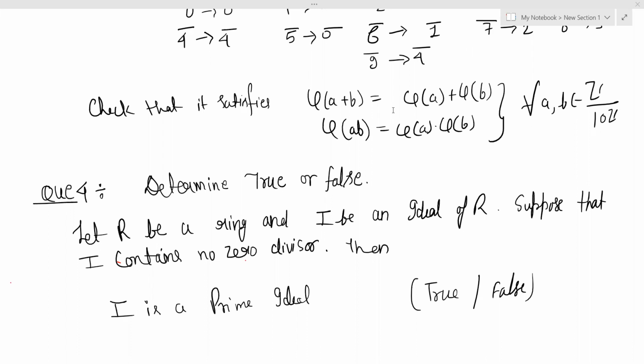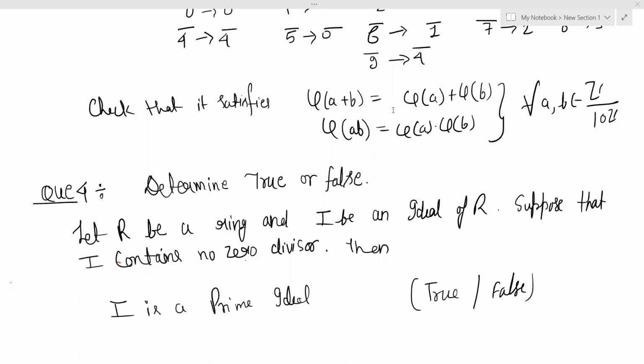So this statement is true or false? Then I is a prime ideal. True or false? Because you can take AB equal to 0 with A not equal to 0, if there is no zero divisor. I contains no zero divisors. Nagmani, this is true or false? What is your intuition? I think false.